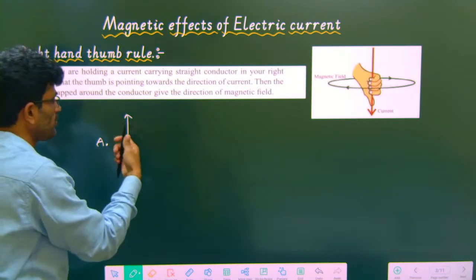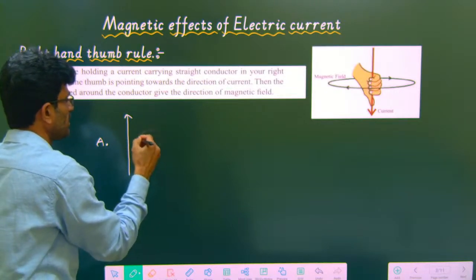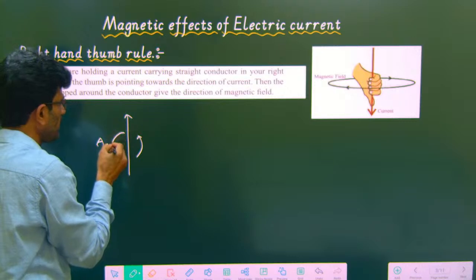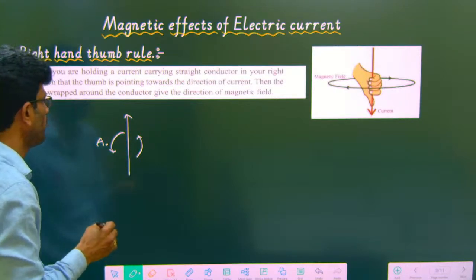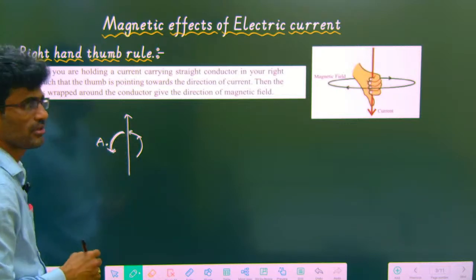So here, what happens when you hold like this? From here it is going inside. Again from here it comes outside the plane. It is going inside the plane here and it is coming outside the plane here.